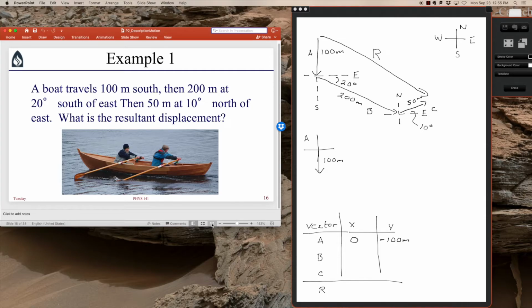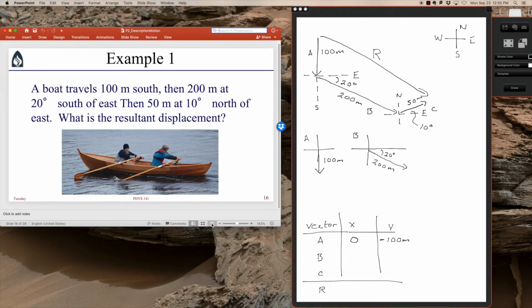So next let's take a look at the second vector, which is vector b. Vector b isn't going to be quite as simple as vector a because it has a component in both the x and the y directions. It makes an angle of 20 degrees with the positive x-axis, and it has a length of 200 meters. So this is my vector b. I need to break this vector up into x and y components.